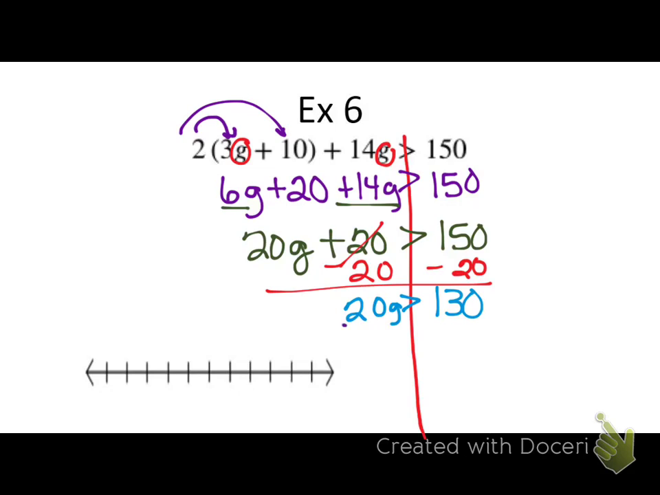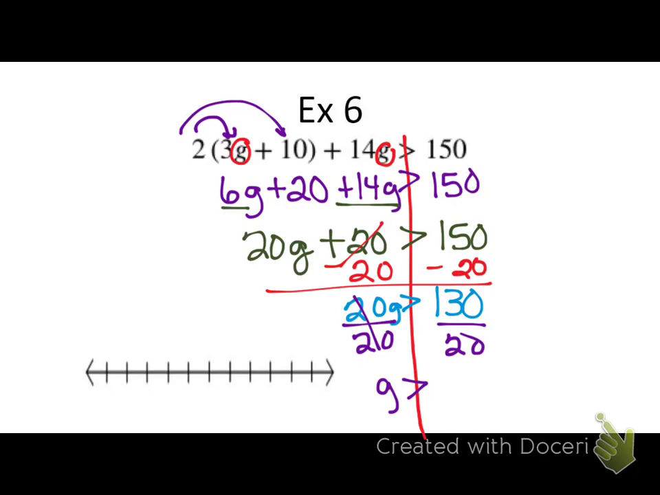Divide those by 20. And g is greater than. There it is. Josh? Just keep it. But you wouldn't want to keep it the same because it's not simplified. So why Ben's looking at me funny is because it does not work out evenly.